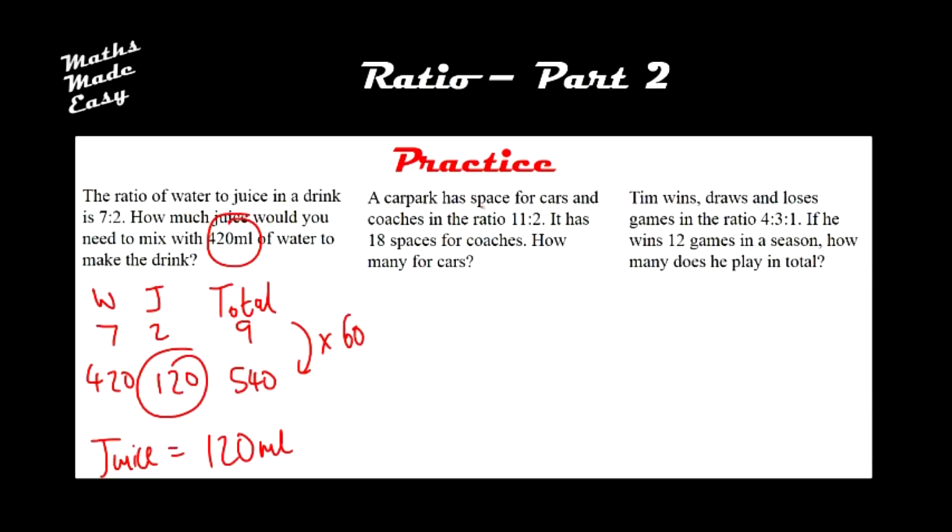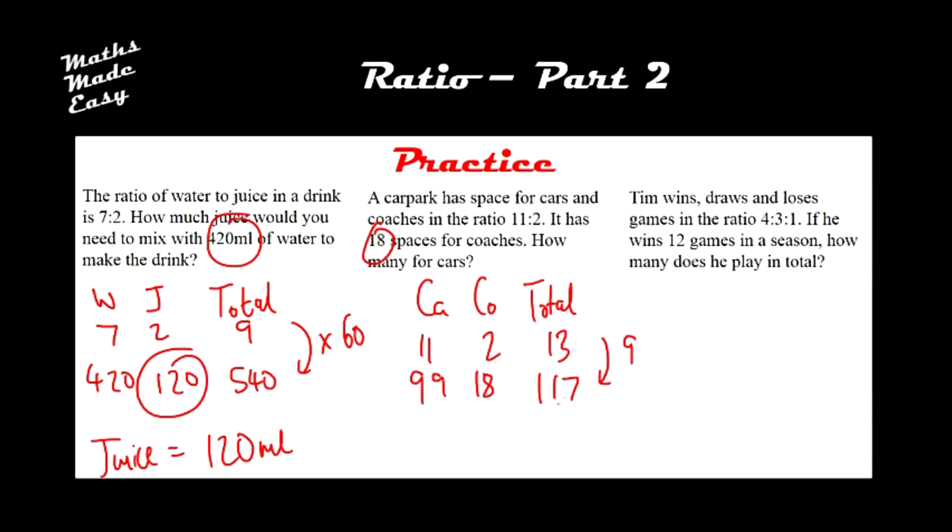This next one, we've got a car park, we've got cars and coaches, so I'm going to use CA for car, CO for coach, and then total. We've got a ratio 11, 2, and that's 13 parts in total. It has 18 spaces for coaches, and how many for cars? So 18 goes underneath coaches, means we're multiplying by 9, and 11 times 9, 99, 13 times 9, 117.